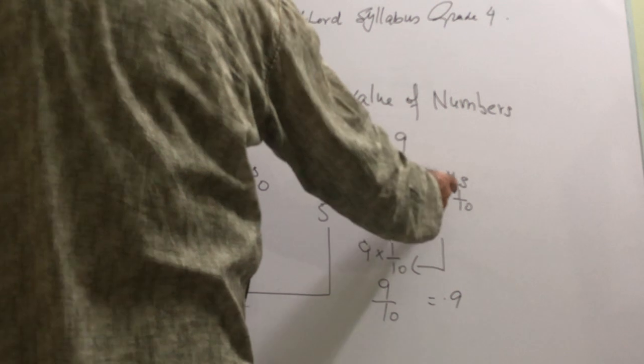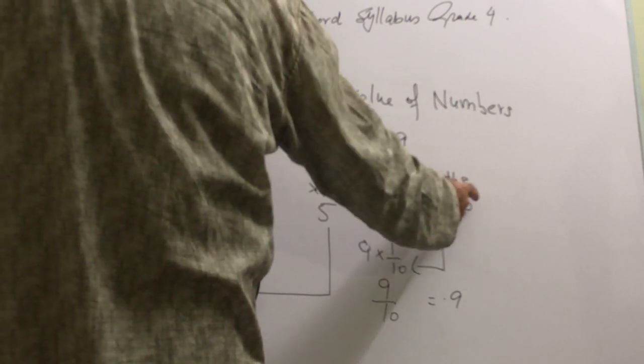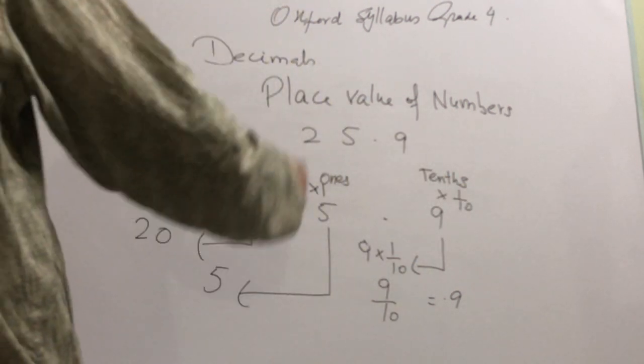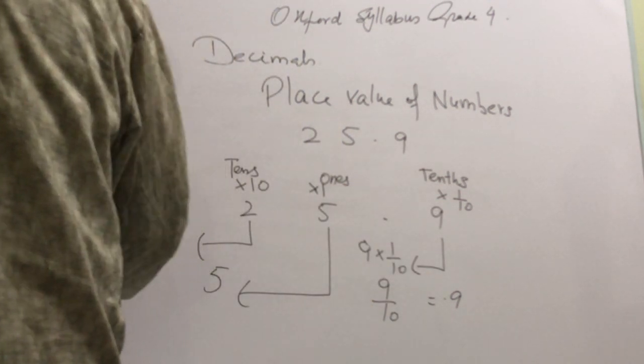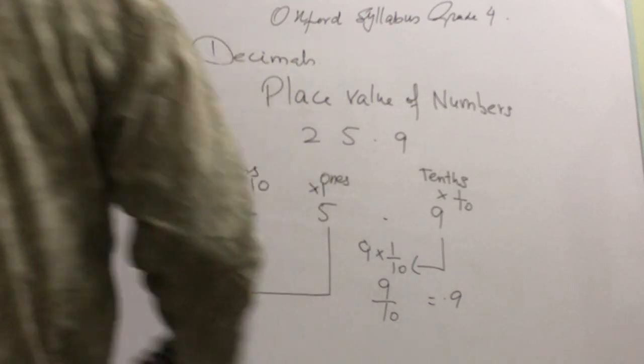For the tenths, we multiply with 1 over 10. So 9 multiplied by 1 over 10 becomes 9 over 10. So its value is 9 over 10. Its value is 5. Its value is 20. So this is place value, okay.